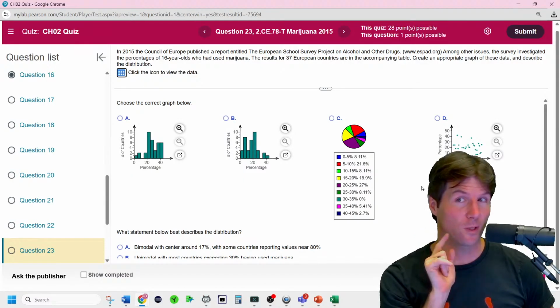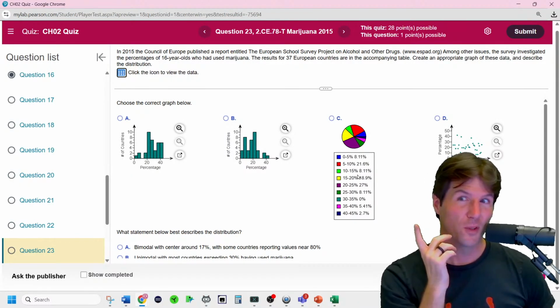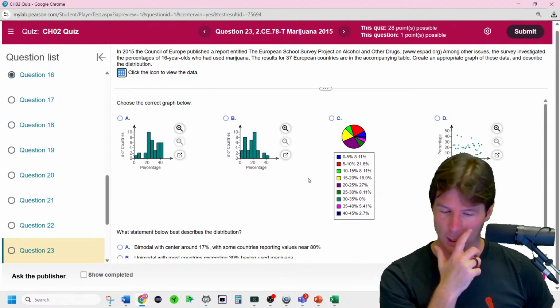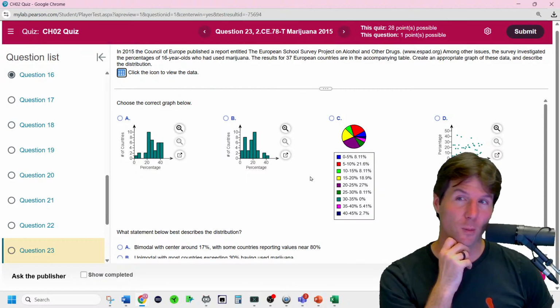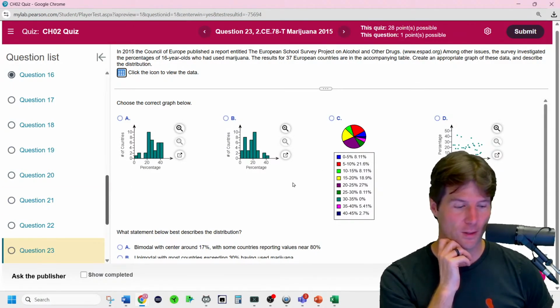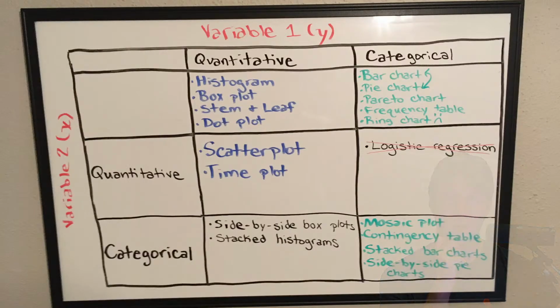So since it's quantitative, which graphics are possible? We're only doing one variable, and I haven't taught you that. We will teach you scatter plots. But since it's only one variable, which of these is the right answer? You only have one quantitative variable, so we should use a what?